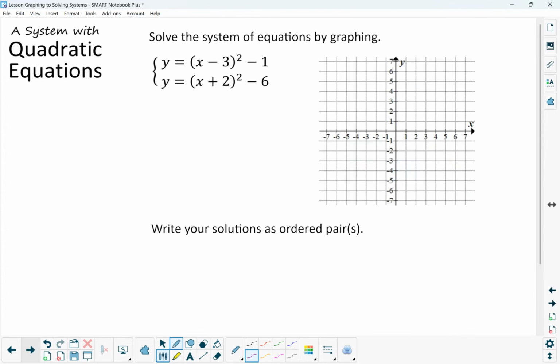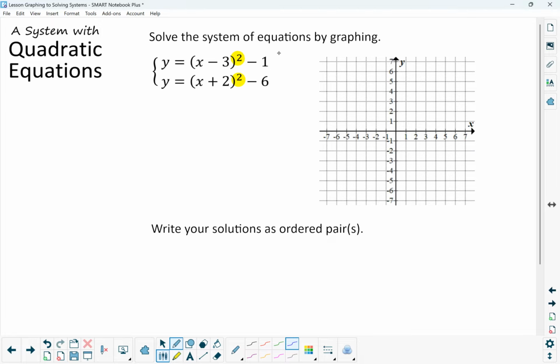Okay, so here's our first quadratic system that we're going to graph. So we have y is equal to (x minus 3) squared minus 1, and we have y is equal to (x plus 2) squared minus 6. So these are both parabolas. We know that they're parabolas because of the form of the function. In particular, the fact that we have these powers of 2 are telling us that these are parabola U shapes.